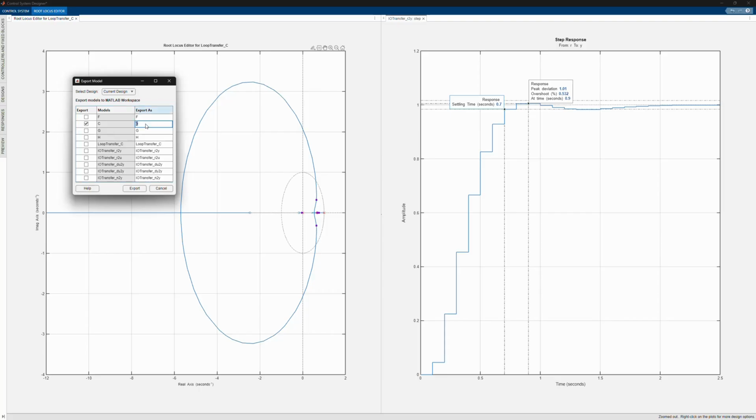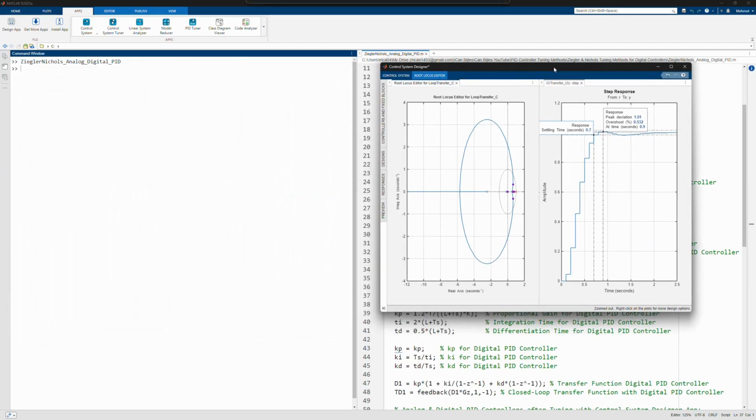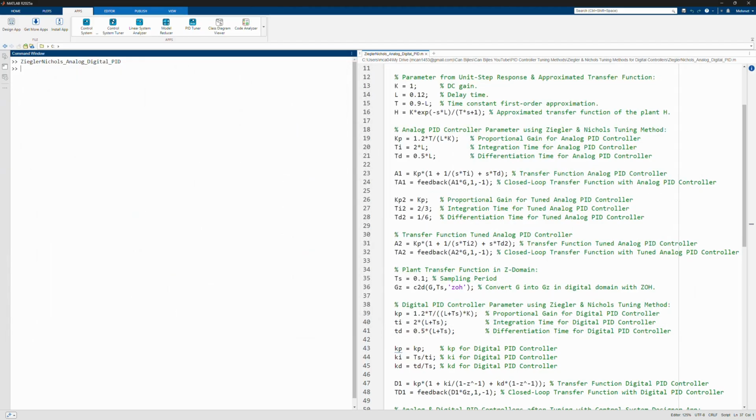I can also place it as a model and name it. So I can say detuned. I could just name it a different name. That will then be exported like so. So I will now go back to the command window. Now we have called it detuned. Here we go.